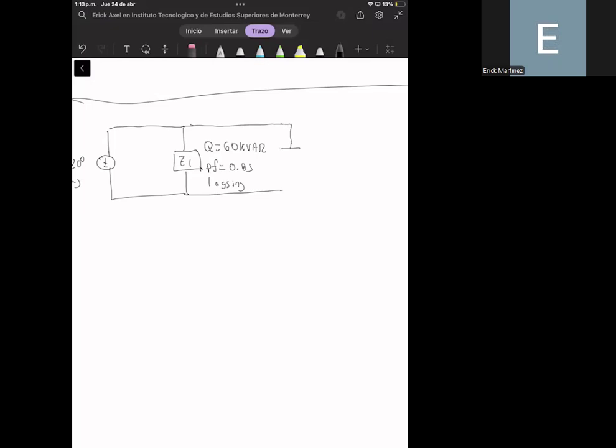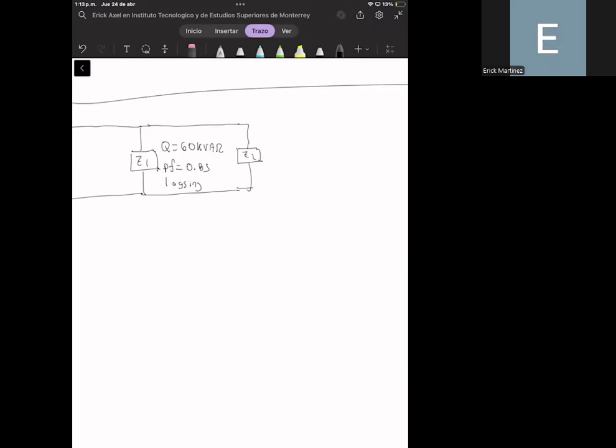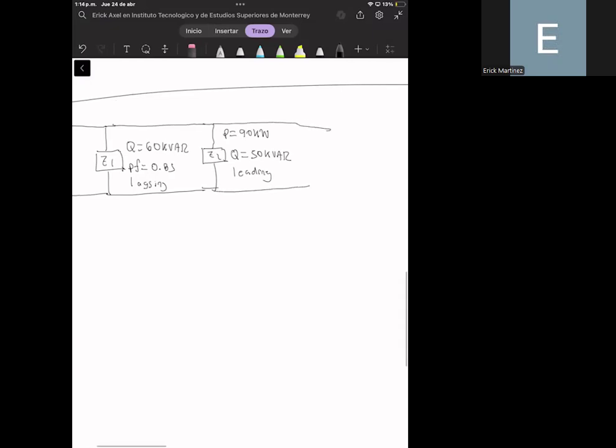Now we have a second load that has the following information. We know that this second load is consuming an average power of 90 kilowatts, and the reactive power is equal to 50 kilovars, okay? And we know that the power factor in this case is leading. Okay, so that is another problem.